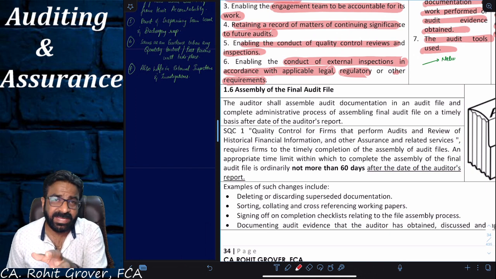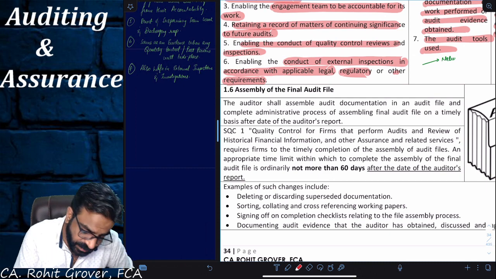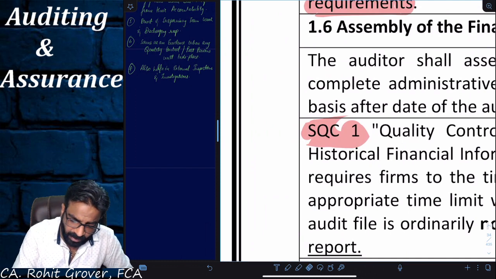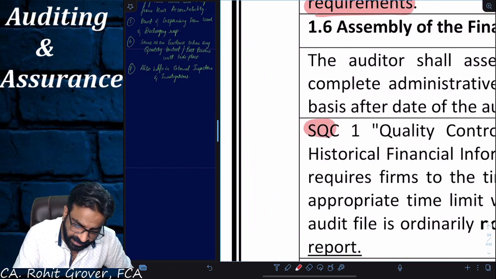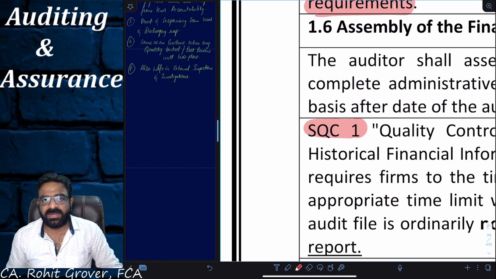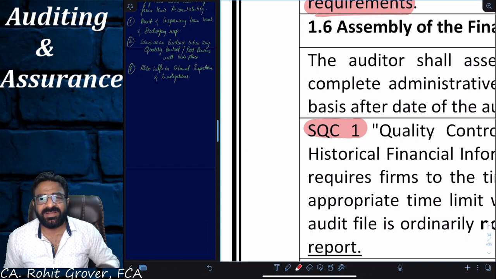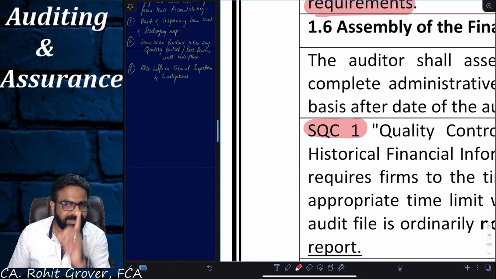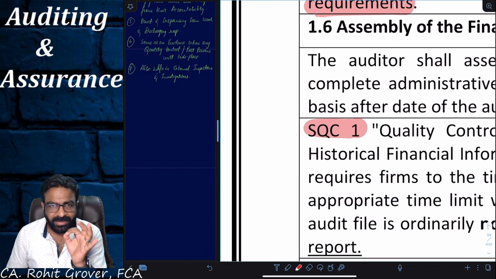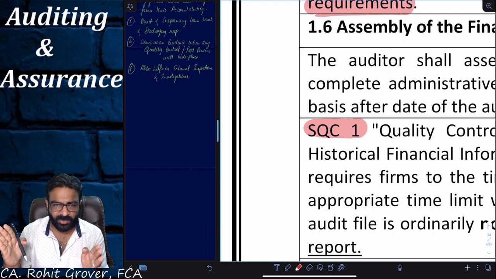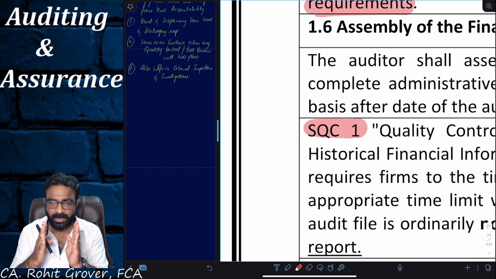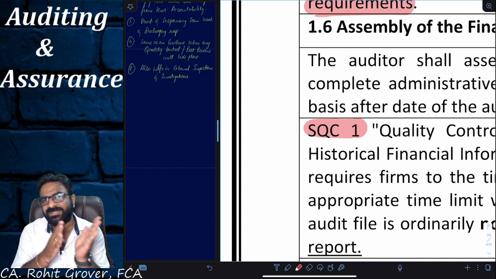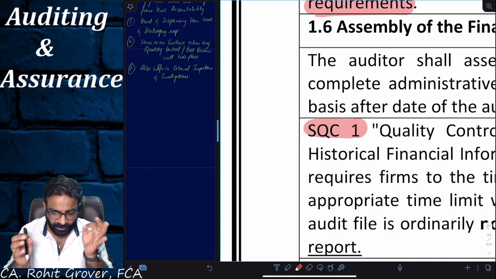SA-220 is the replica of SQC1, everyone. Sir, what is SQC1? SQC1 stands for Standards on Quality Control. Sir, how many types of this standard we have? There is only one standard, everyone. Standard on Quality Control and SA-220 are both very similar to each other. So either you can write as per the requirement of SA-220 here, or you can write as per the SQC1. That is your choice.